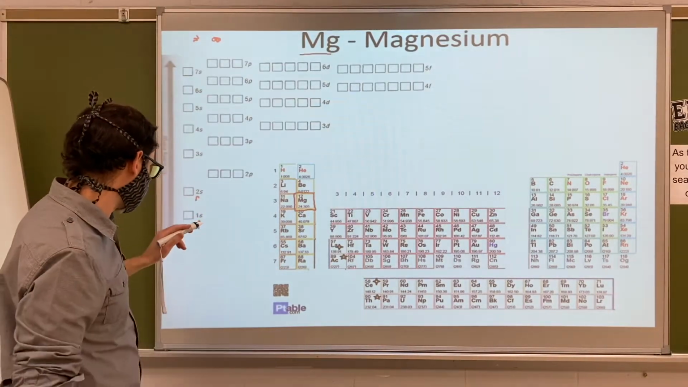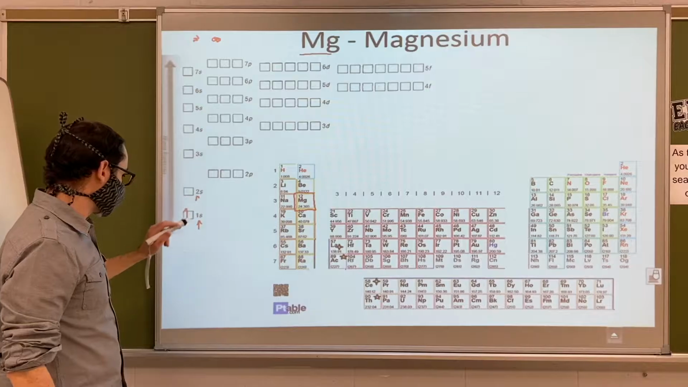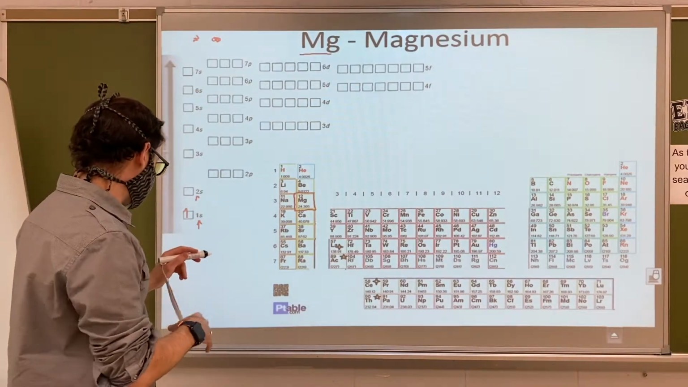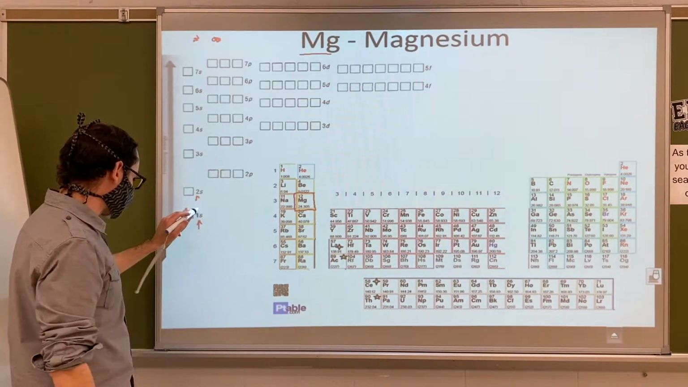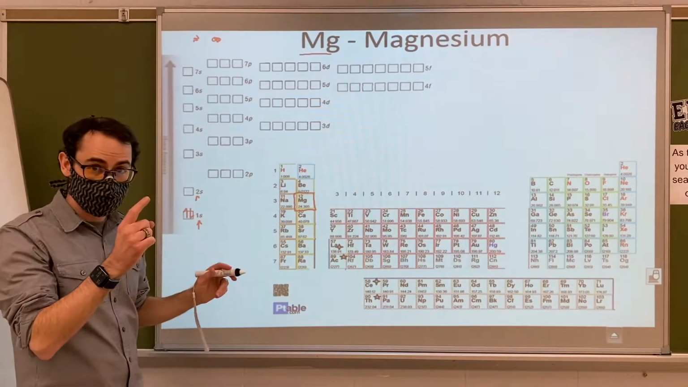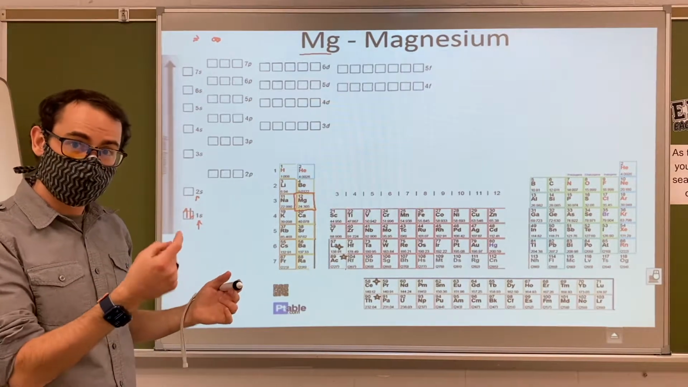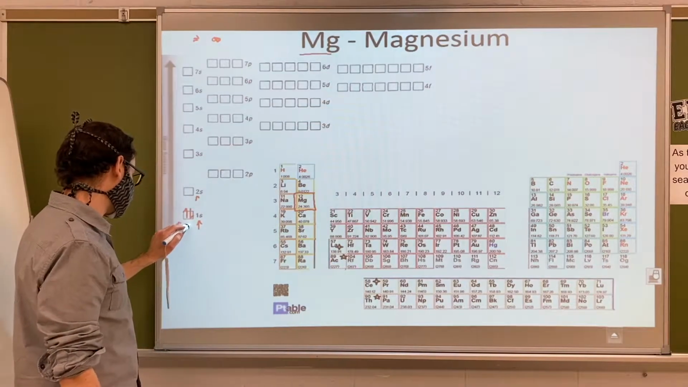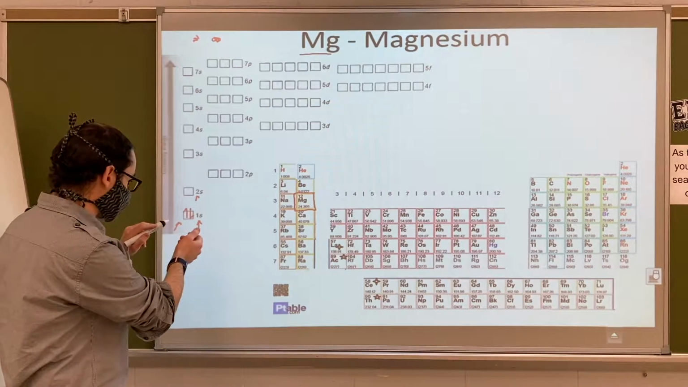So let's start off. The first one is an up arrow, and the second one is a down arrow. Because the first energy level only has one box, you don't have any options. You have to put them both in this first box here. So that's our first energy level.